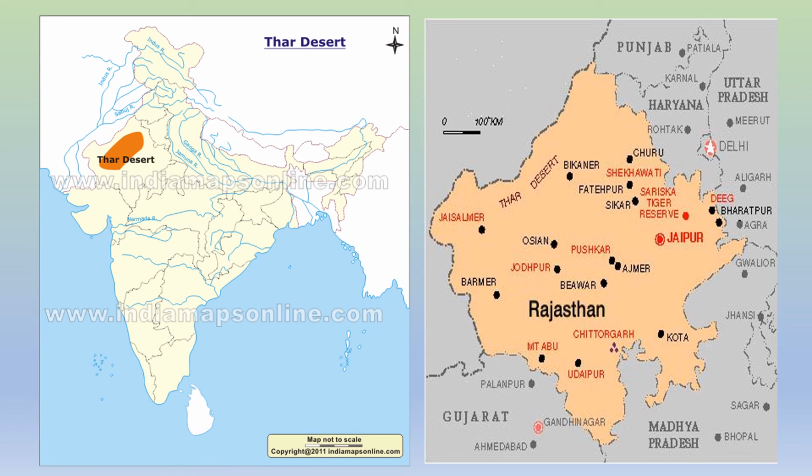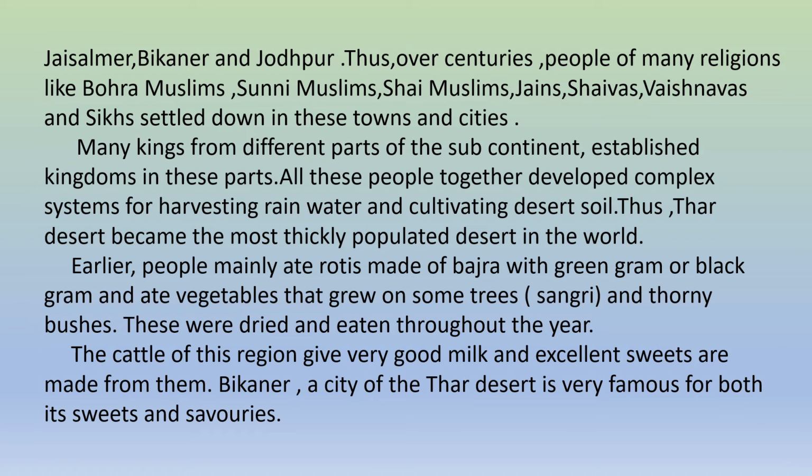In this slide, you can see the Thar Desert. It is situated on the border of India and Pakistan, and a large part of it is in the Marwar region of Rajasthan state. And coming to the next picture, you can see the state of Rajasthan, where over a period of time the places have grown into important towns and cities like Jaisalmer, Bikaner, Jodhpur, etc. We are continuing with the previous slide.